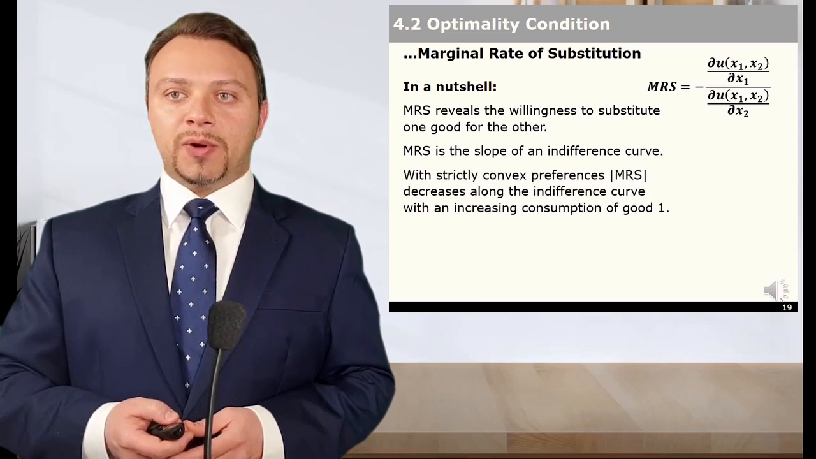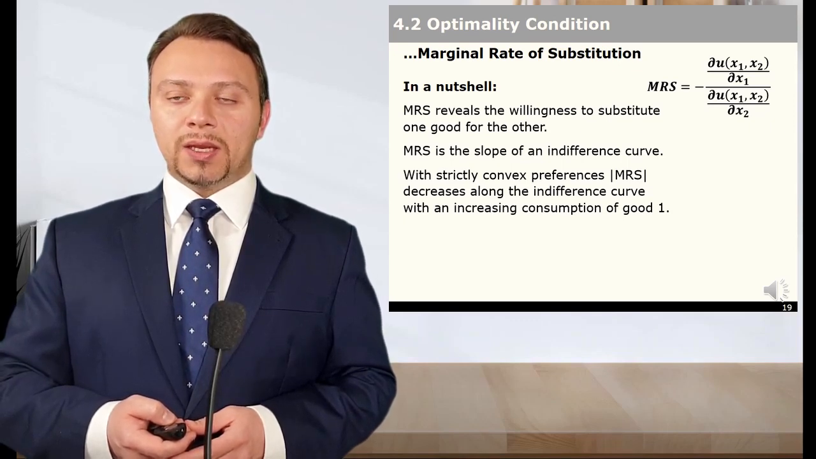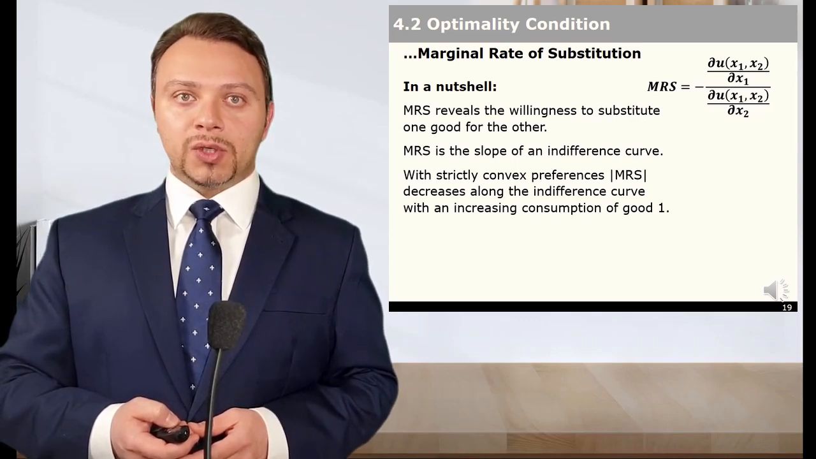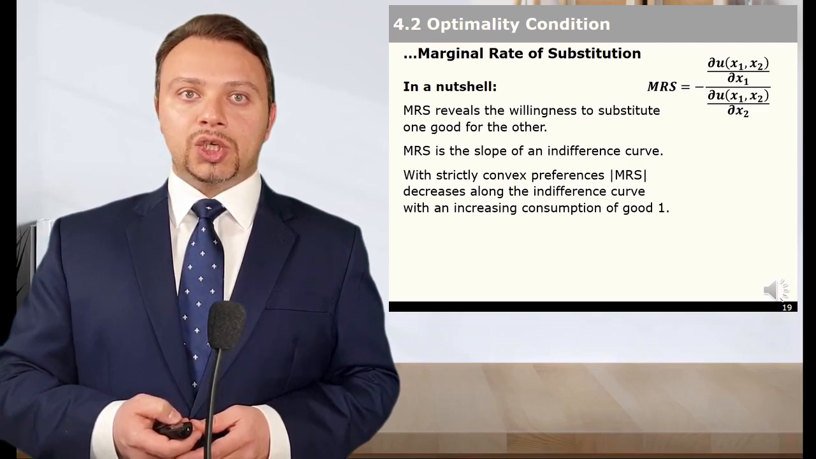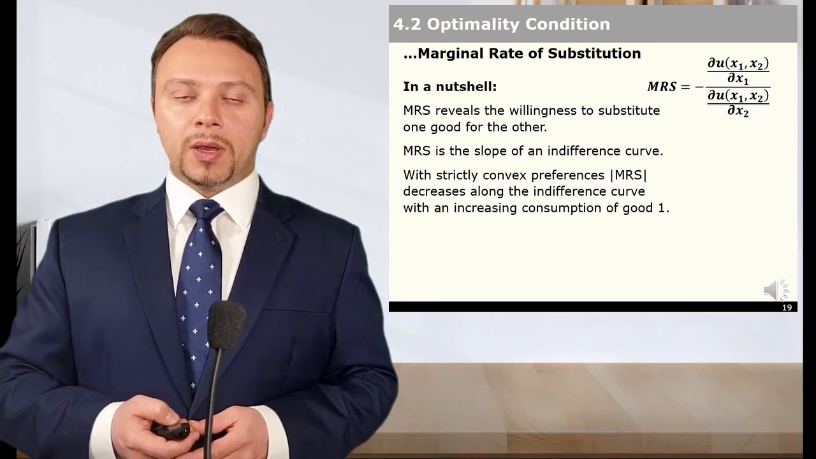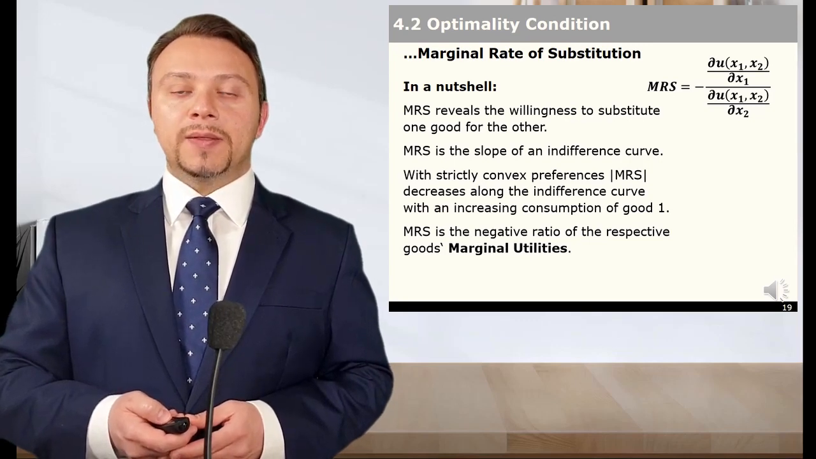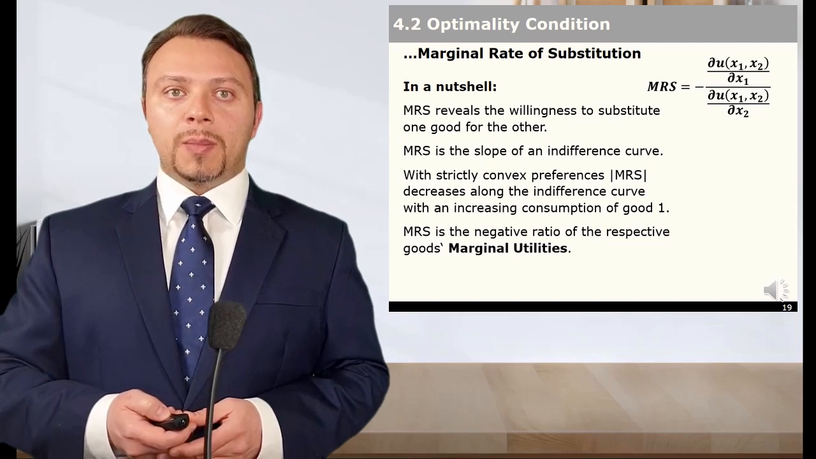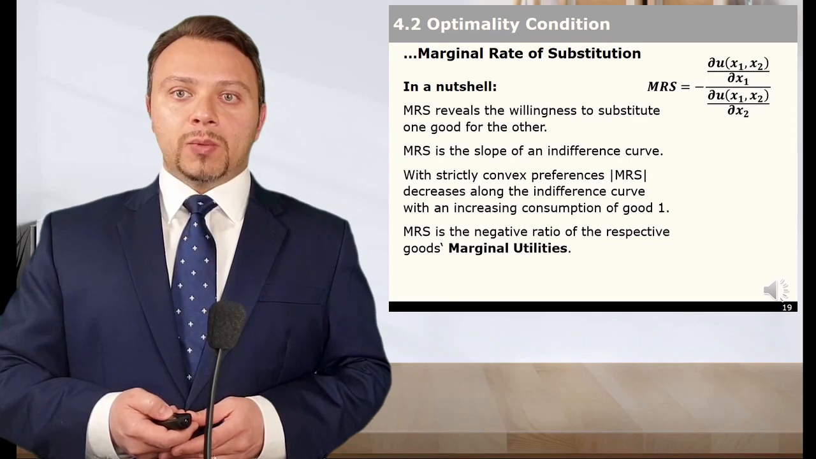With strictly convex preferences, the absolute value of the marginal rate of substitution decreases along the indifference curve with an increasing consumption of good 1. This means that the slope of the indifference curve is not constant. The marginal rate of substitution is changing from one point to another on the same indifference curve. And what we also can state is that the marginal rate of substitution is the negative ratio of the marginal utilities of the goods. Let us deal with marginal utilities.